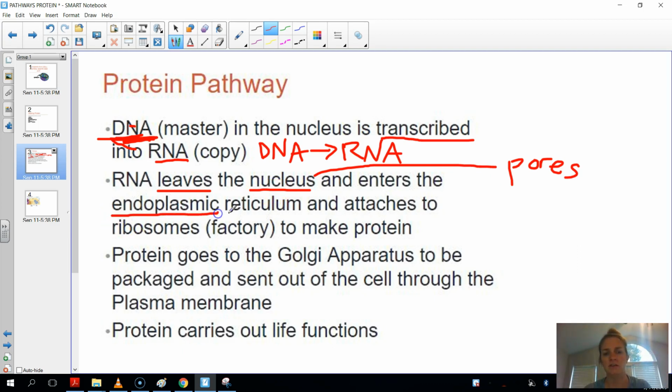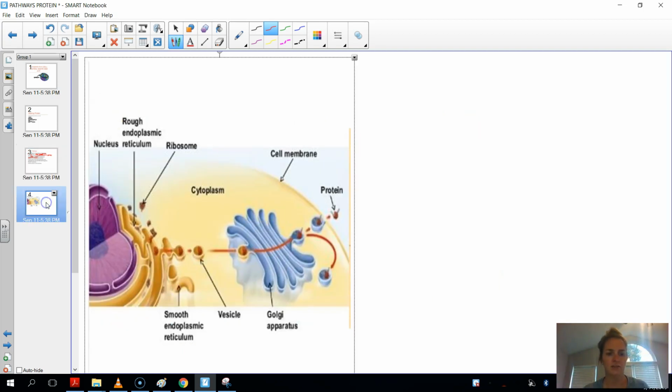You could put ER for short here, the endoplasmic reticulum. The ER is actually located right next to the nucleus. So if you look at this picture, here's the nucleus, and right adjacent to the nucleus is the ER. So it's conveniently located to send RNA from the nucleus to the ER, okay?